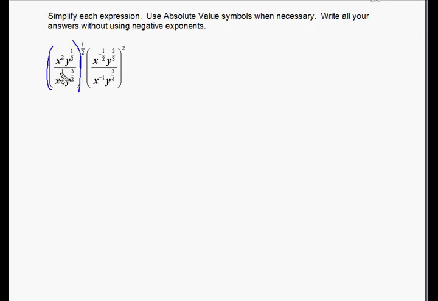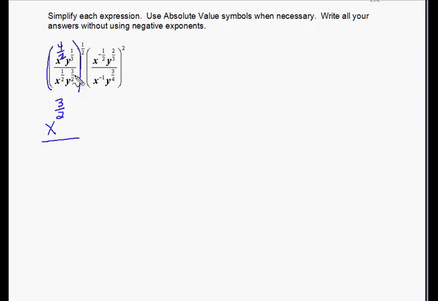x to the second divided by x to the 1/2, we can subtract our exponents. If we have a common denominator of 4 over 2, that's the same thing as 2, then we can see that when we subtract this, we get x to the 3/2.